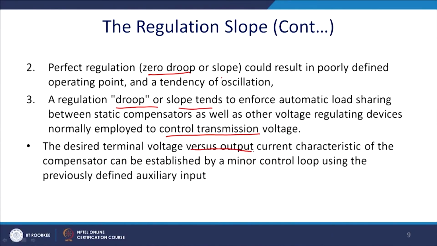The regulation droop or the slope tends to ensure automatic load sharing between the static var compensator as well as the voltage regulating devices normally employed to control the transmission voltage. The desired terminal voltage versus output current characteristic of the compensator can be established by a minor control loop using, as we have shown, a previously defined auxiliary input. So, that will be used for the droop control. Droop control is a very important feature when multiple entities are working and sharing the load.